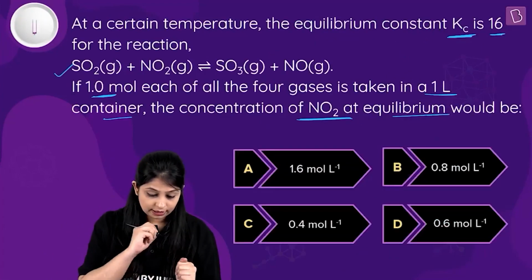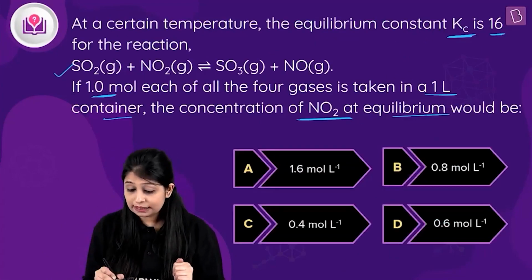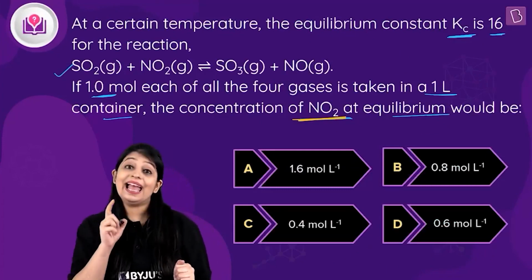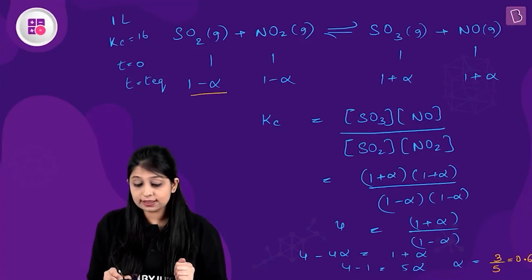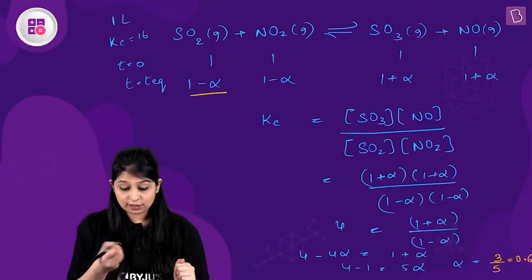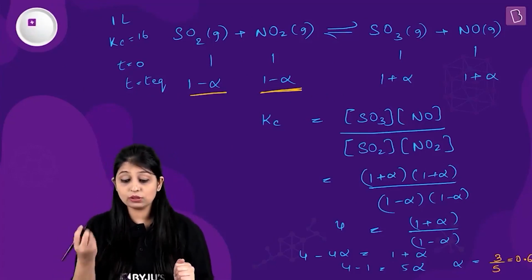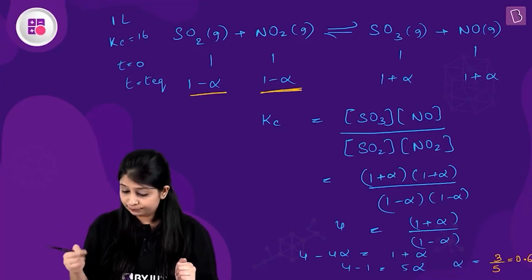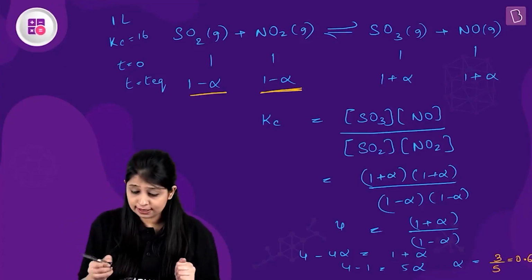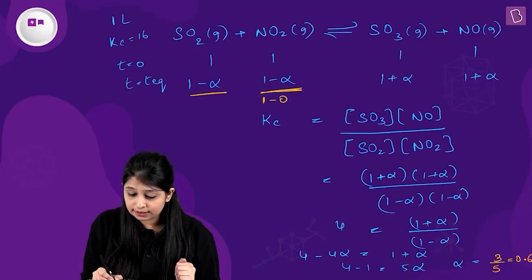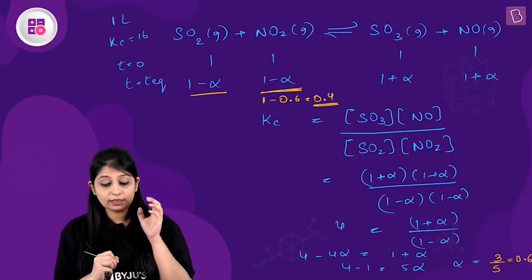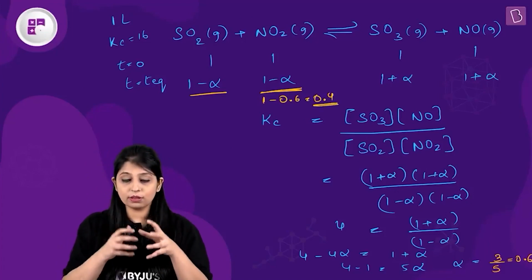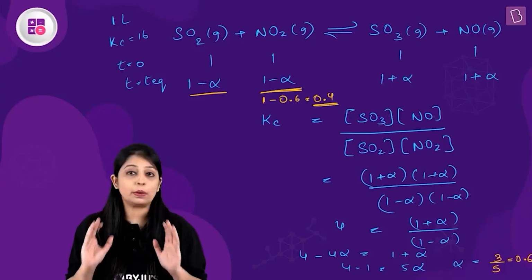What did we need to calculate? We need to calculate the concentration of NO2 at equilibrium. Okay, so this is what? This is number of moles of SO2 at equilibrium. This is number of moles of NO2 at equilibrium. So if alpha is 0.6, then it becomes 1 minus 0.6, that is 0.4, right? So there are 0.4 moles. So number of moles of NO2 gas at equilibrium is 0.4.